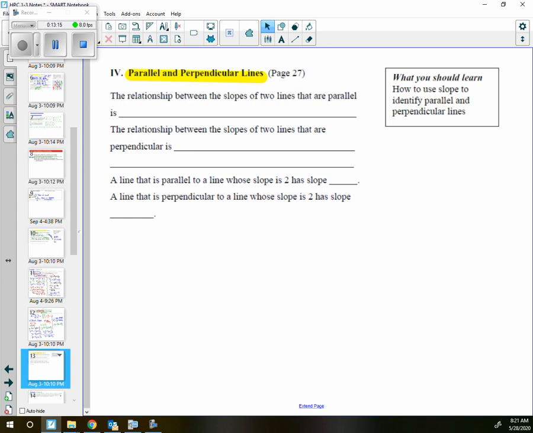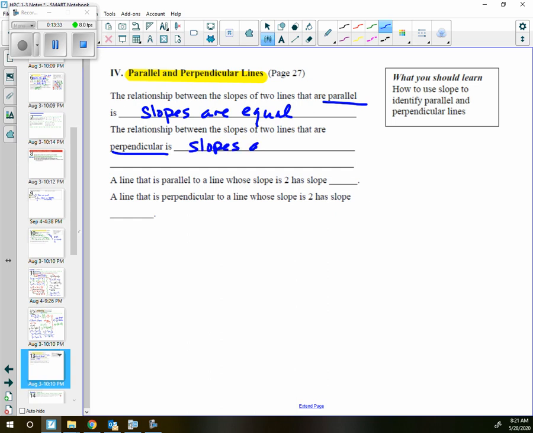So when we talk about this, we already did our little introduction for this. In a relationship where 2 lines are parallel, what do we know about that? Well, their slopes are equal. So they have the same rate of change. They don't cross. So the slopes are equal. The relationship between lines that are perpendicular, the slopes are opposite. That means one's positive and one's negative, and they are also reciprocals.